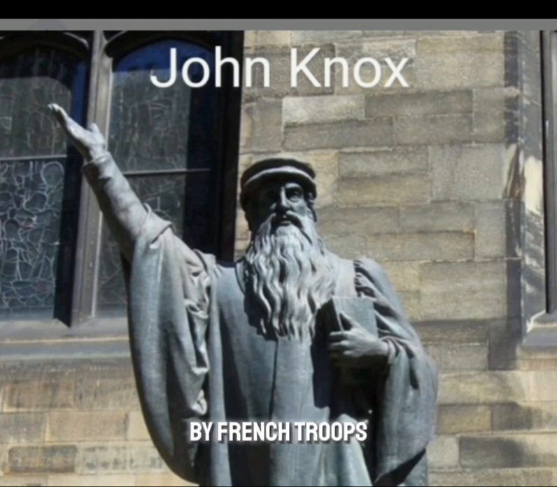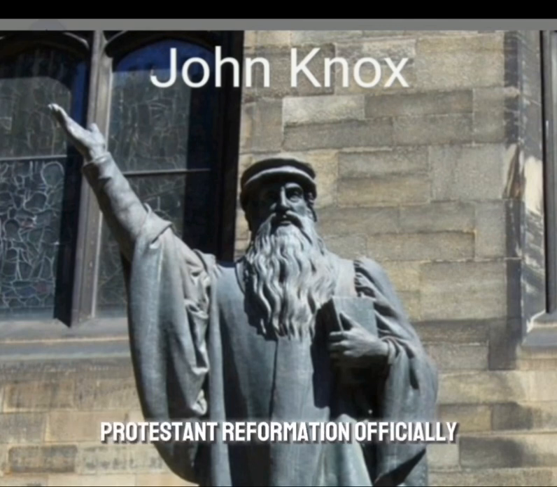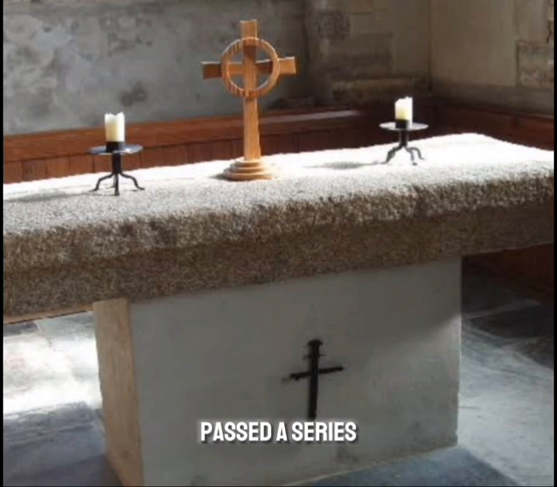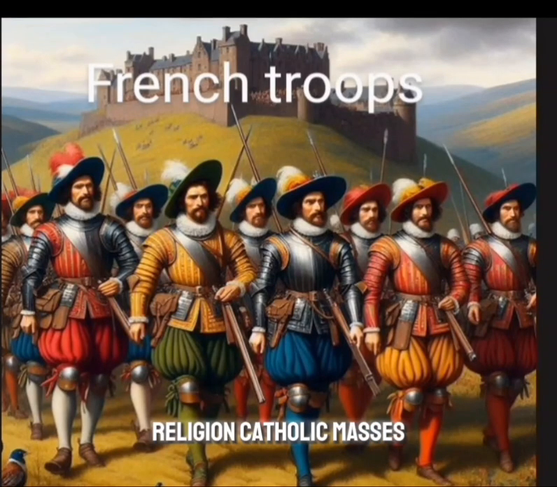Knox was captured by French troops in 1547 and spent many years as a slave on a galley. However, back in Scotland, he was more determined than ever. In 1560, the Protestant Reformation officially emerged in Scotland. The Scottish Parliament passed a series of laws that effectively established Protestantism as the state religion. Catholic masses were banned, and Catholic activities were forced underground.